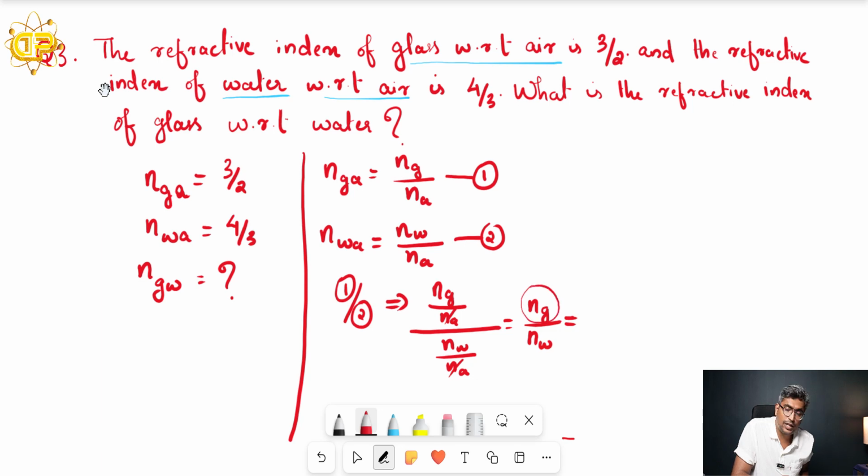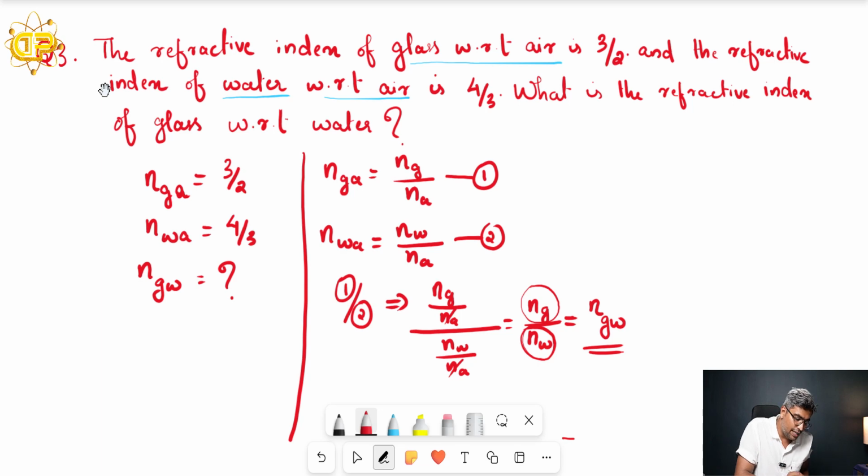It is the ratio of the absolute refractive index of glass to the absolute refractive index of water, which gives you the relative refractive index of glass with respect to water. Am I right? Yes. So this is what you are getting.